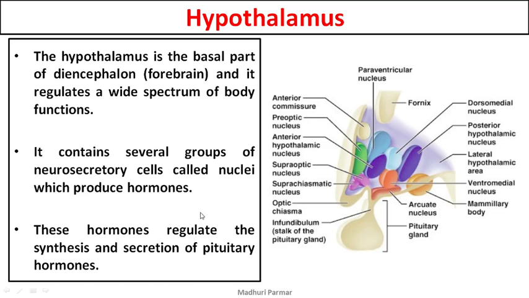And what do these hormones do? These hormones regulate the synthesis as well as secretion of pituitary hormones. Okay, their function is to regulate the secretion as well as synthesis of hormones from your pituitary gland. We will not be studying this hypothalamus separately. As we study pituitary gland, we will keep on mentioning all the hormones secreted by your hypothalamus.